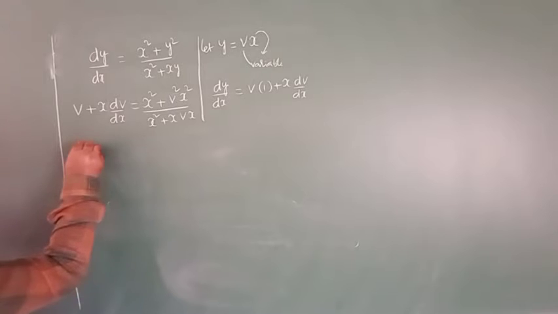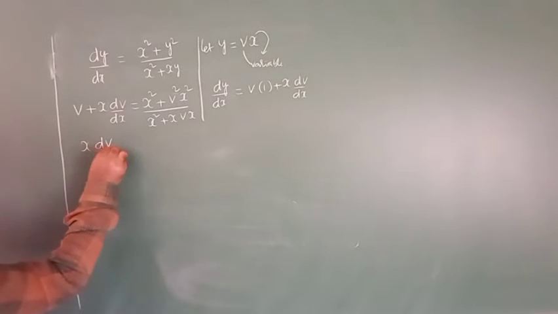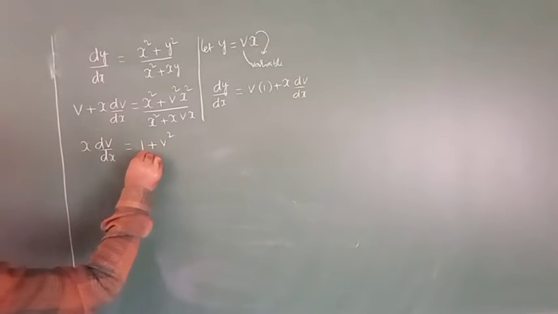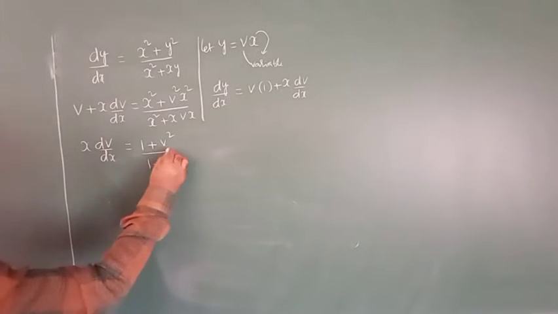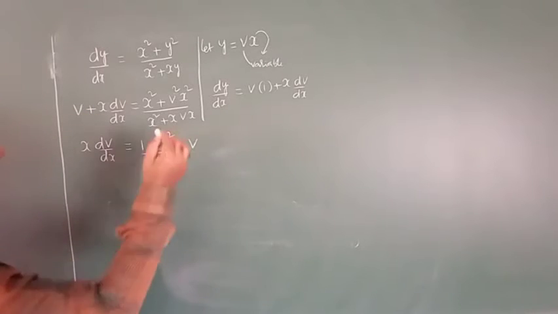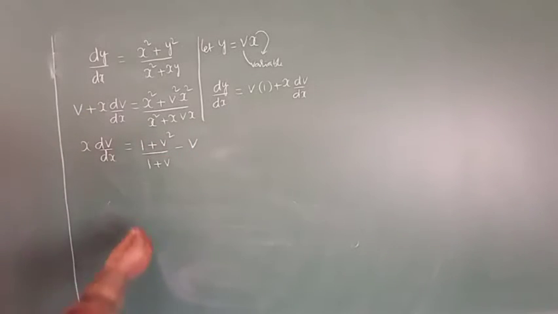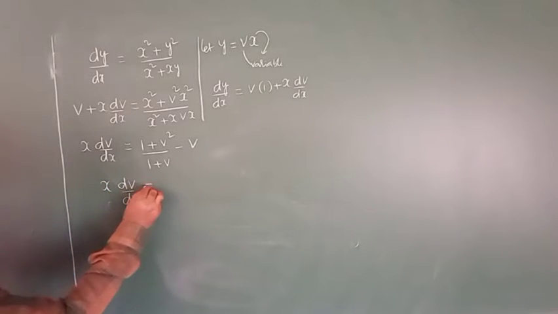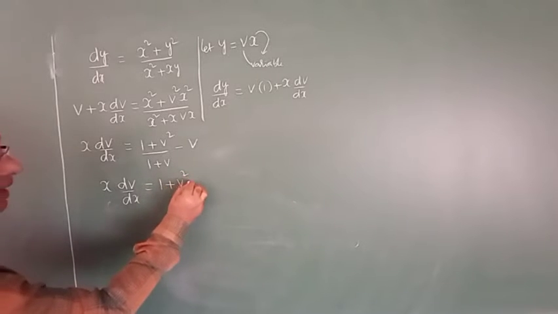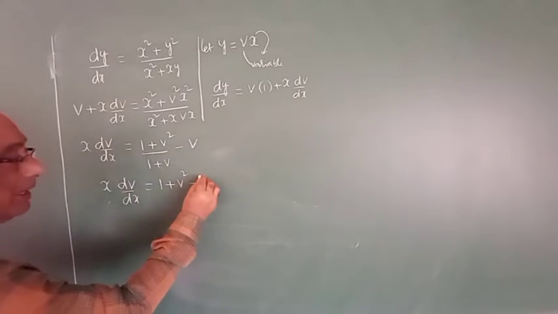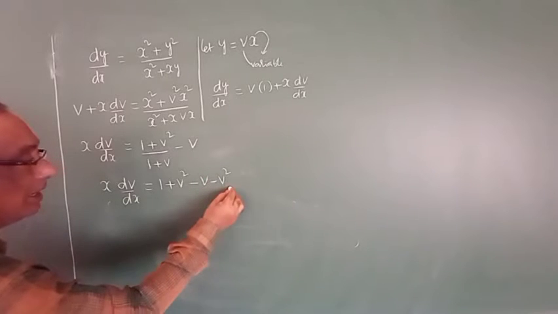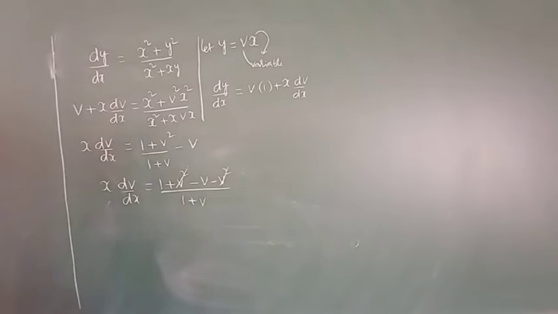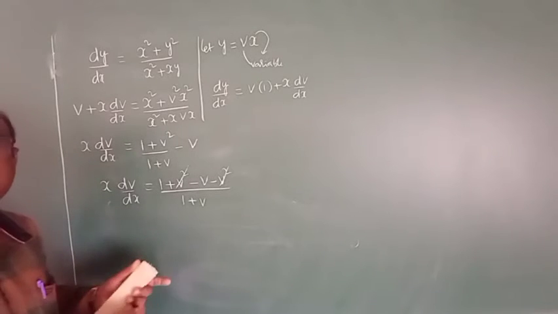So now x into dv by dx is equal to 1 plus v square by 1 plus v. Bring plus v to the right side as minus v. Take the LCM: x into dv by dx is equal to 1 plus v square minus v into 1 plus v, all by 1 plus v. V square is cancelled. Now the variable separable method has come.